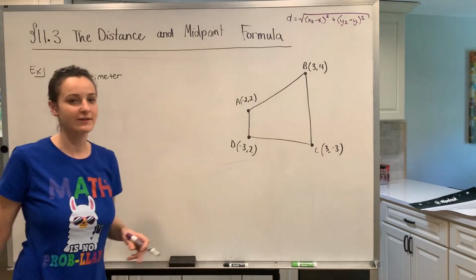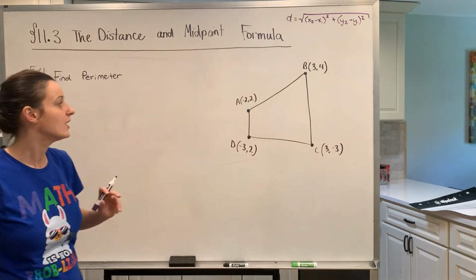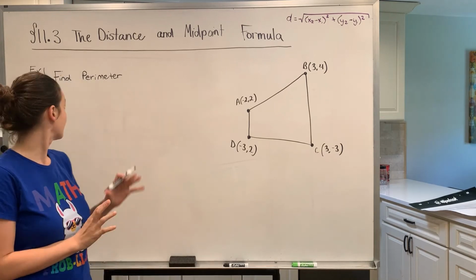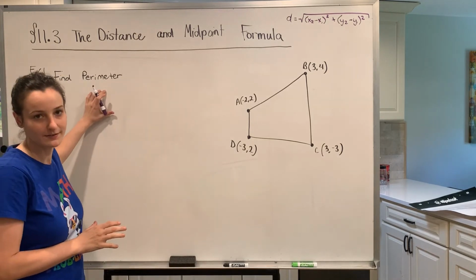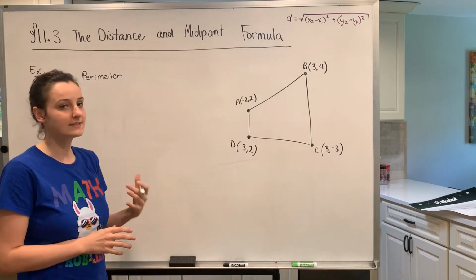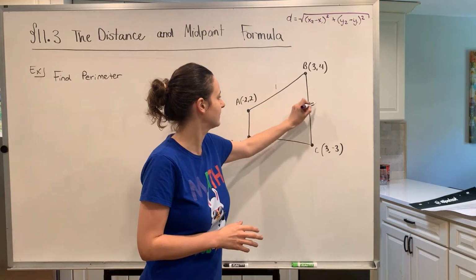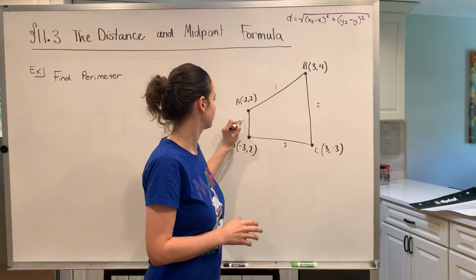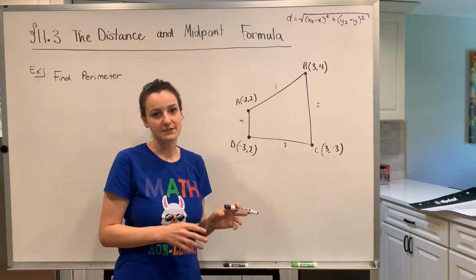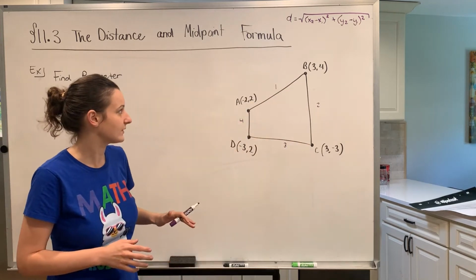Okay, in this example we're going to find the perimeter of the quadrilateral that I have drawn here. Notice I have 4 points. The 4 points connect, they create a quadrilateral that we want to find the perimeter of. Remember, the perimeter is the sum of all the sides. So we're going to have to find the distance between each point for each side. So I have 4 sides, side 1, side 2, side 3, and side 4, right? So we are going to have to use the distance formula 4 times to find the lengths of the sides of this quadrilateral.